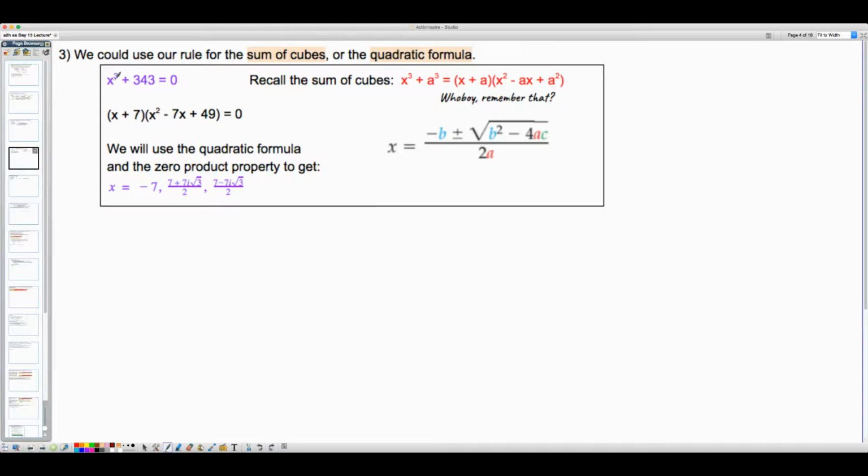Here we have an x cubed. This is a cubic equation. You might recall the sum of cubes. Whoa, do you remember that one? Anyway, then you could rewrite this. This second term here, I don't know how to solve it. So I could use the quadratic formula, and I get these two terms. And notice they're conjugates, because these have rational numbers as coefficients. So I have to have both of the conjugates to make it rational.